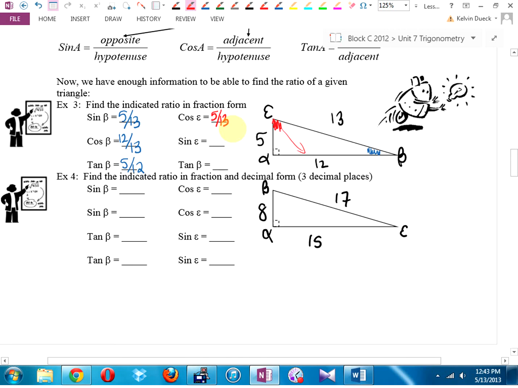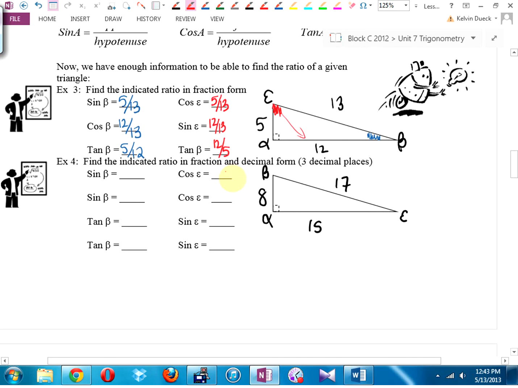The second one, Alex, what's the second one they want me to find? 12 over 13. Sine, which is going to be 12 over 13. And the third one is tangent, which is opposite over adjacent. What's opposite? 12. What's adjacent? 5. Is that okay, Brady? How many of you have seen this before from last year? A few of you? Okay, so the rest of you is going to be cold turkey, no problem.